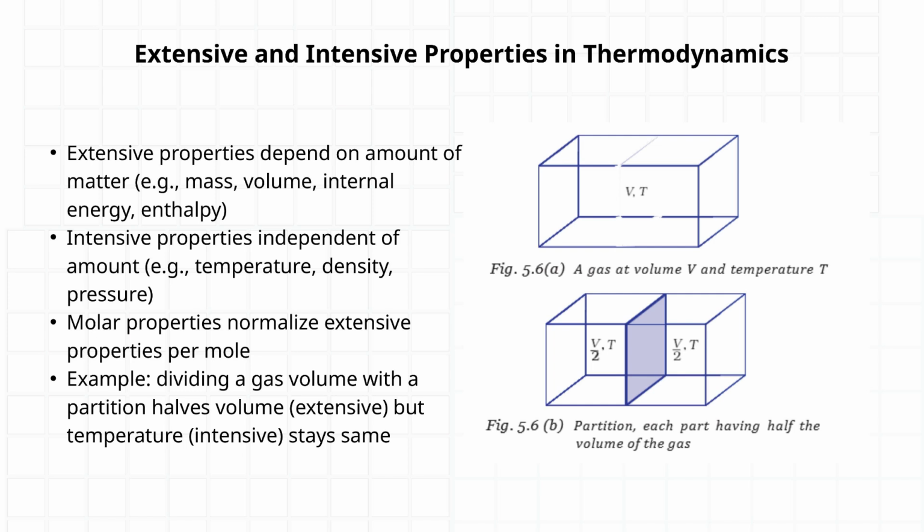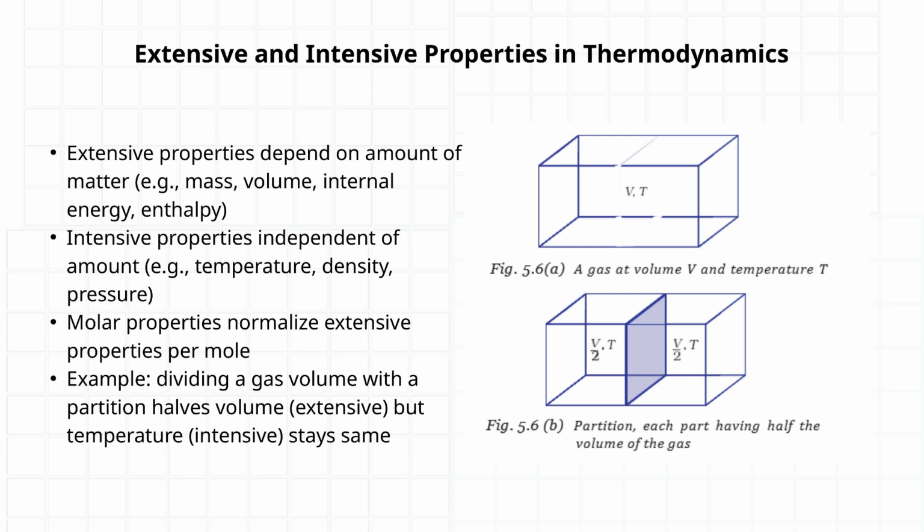Welcome back. Let's clarify 2 essential concepts: extensive and intensive properties. Extensive properties, such as mass, volume, and enthalpy, depend on the quantity of matter in the system. If you have double the amount, these properties double. Conversely, intensive properties like temperature, pressure, and density remain unchanged regardless of how much substance you have.